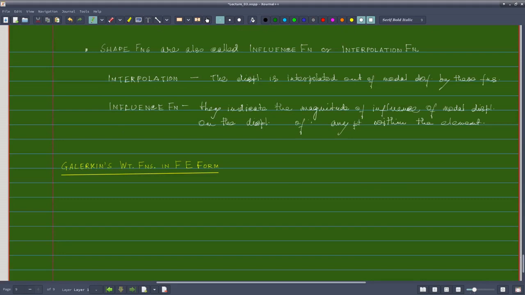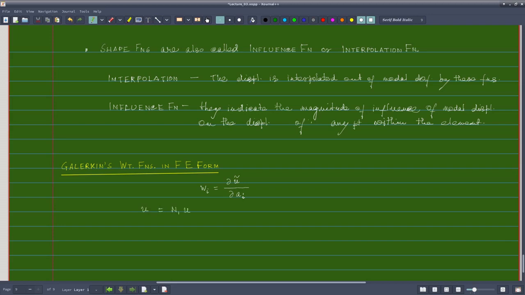So now let us see Galerkin's weight functions, how they change in finite element formulation. Galerkin's weight function in finite element form. In Galerkin's weighted residual method, you all know that the weight functions are the partial derivatives of the assumed solution with respect to the unknown coefficients. You remember that in classical Galerkin's method, the ith weight function Wi was the partial derivative of the assumed solution with respect to the unknown coefficients.